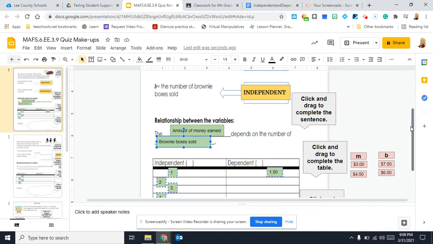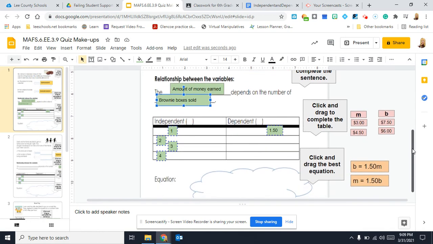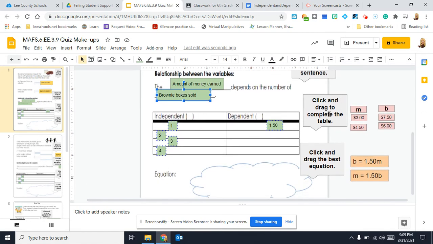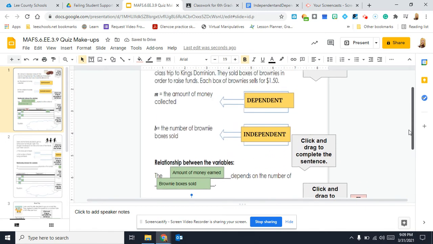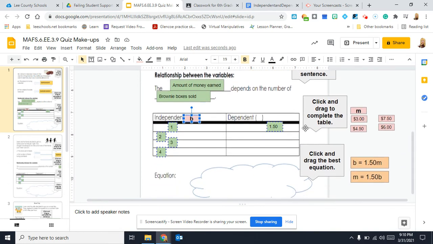All right, and now we're on our third section, and we have a table here. And it says click and drag to complete the table. So I want to remind myself, what was the independent variable again? What was changing on its own? The money I made or the boxes of brownies sold? The boxes of brownies, right? So we're going to put our B here to complete the table. And if you forgot, you could always scroll back up and look. We already said that B was our independent variable. So I'm going to go back down to my table. Independent is brownie boxes, B, and dependent is money.